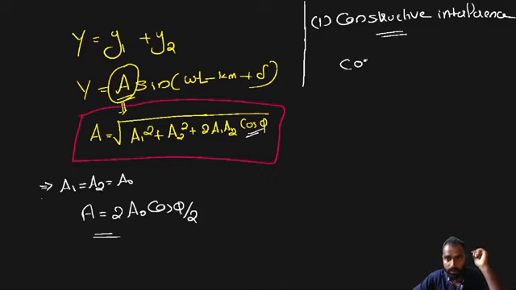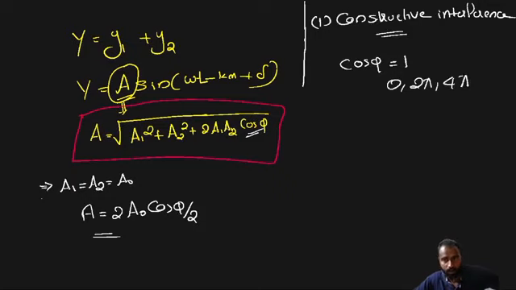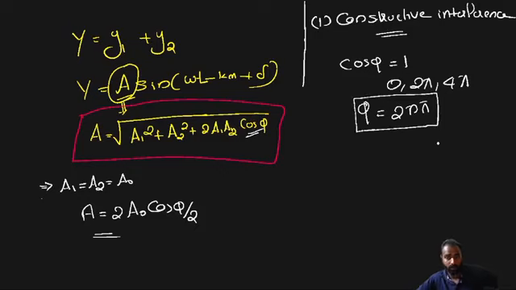So the condition is cos phi is equal to 1. When the cos factor becomes 1: cos 0 is 1, cos 2 pi is 1, cos 4 pi is 1. So 0, 2 pi, 4 pi are giving cos phi is 1. Then I can write phi is equal to 2n pi. This is the condition for constructive interference.